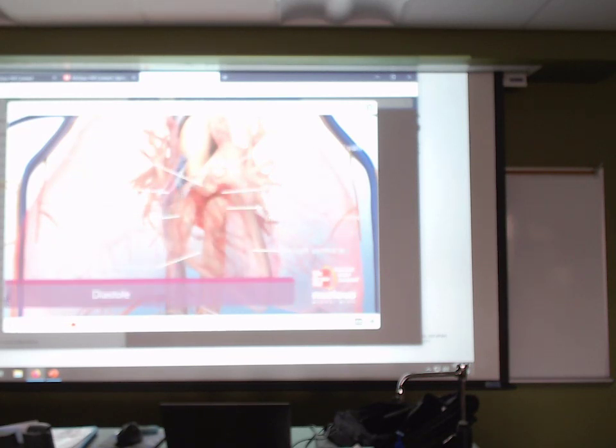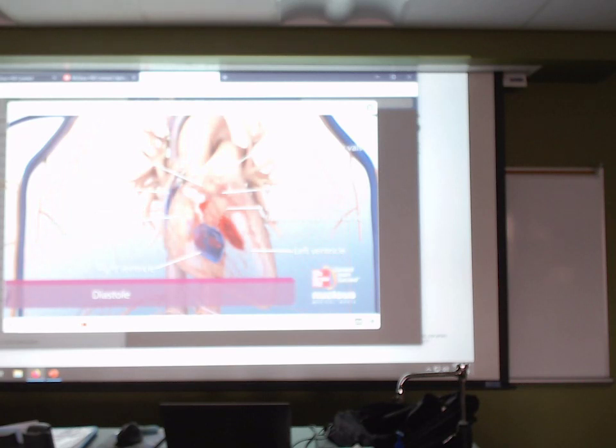The cycle begins with both the atria and ventricles in diastole. Both atrioventricular valves are open while the pulmonary and aortic semilunar valves are closed.